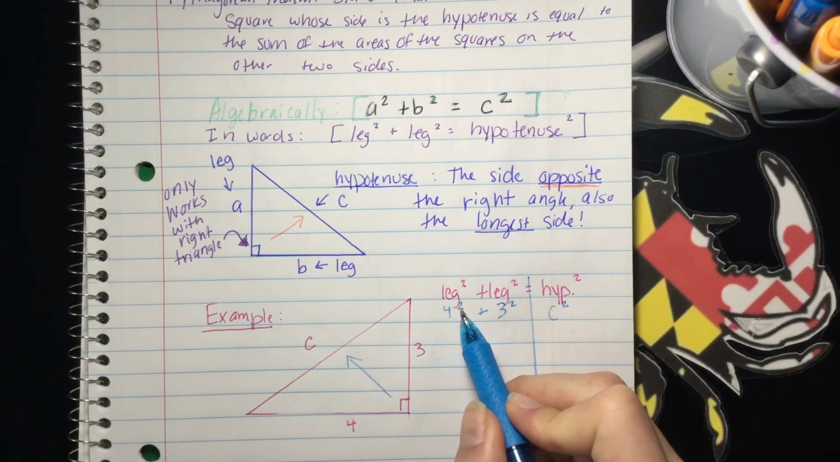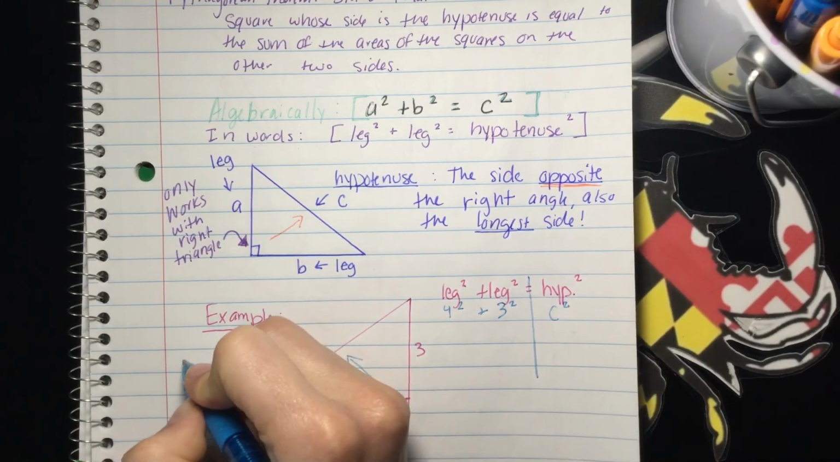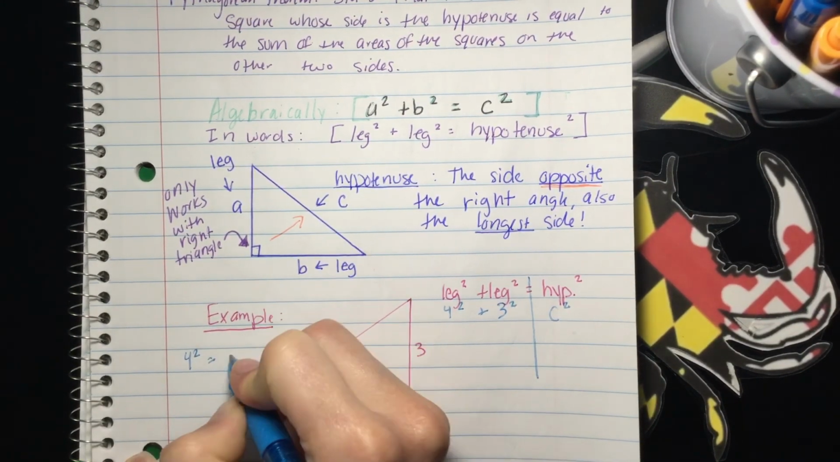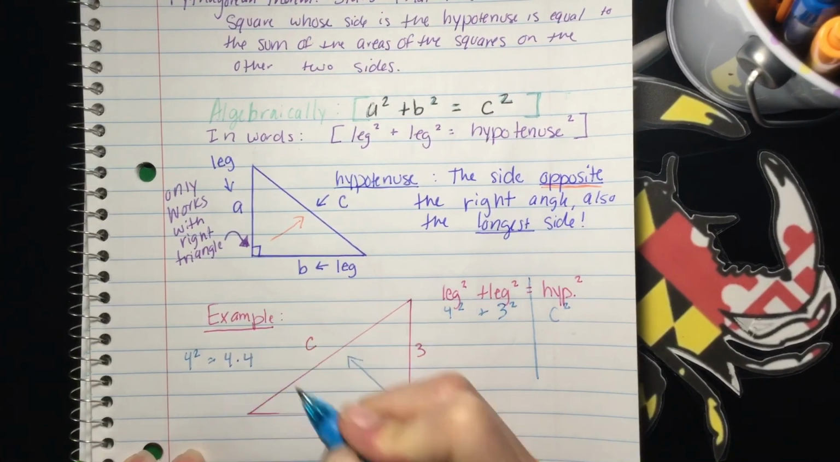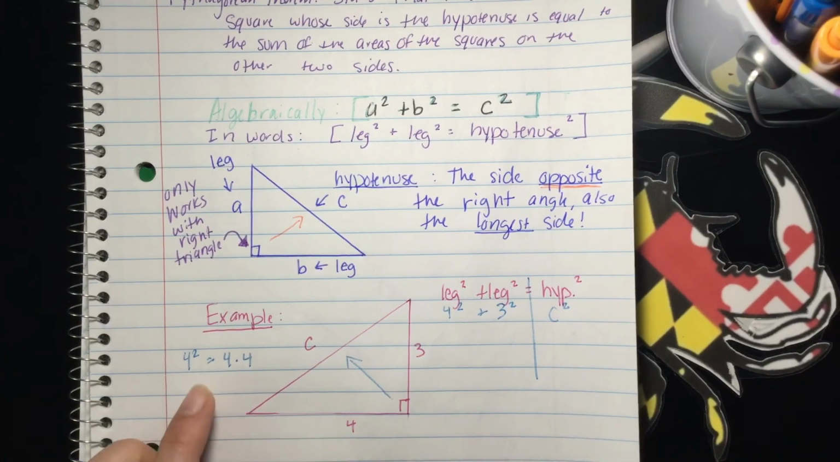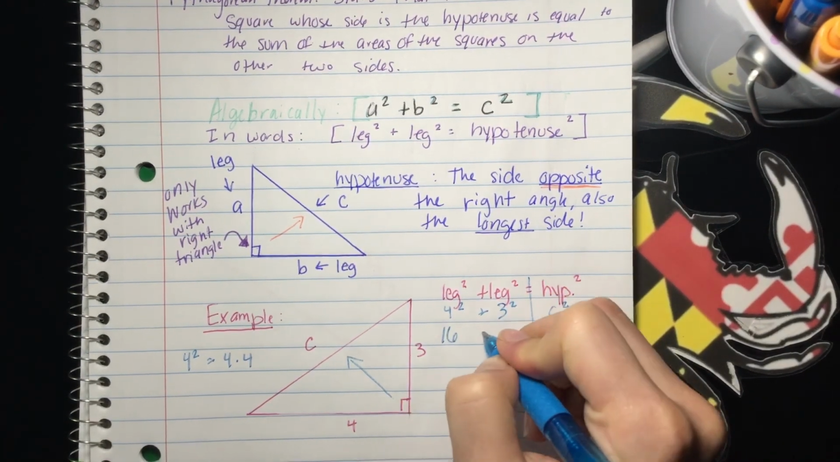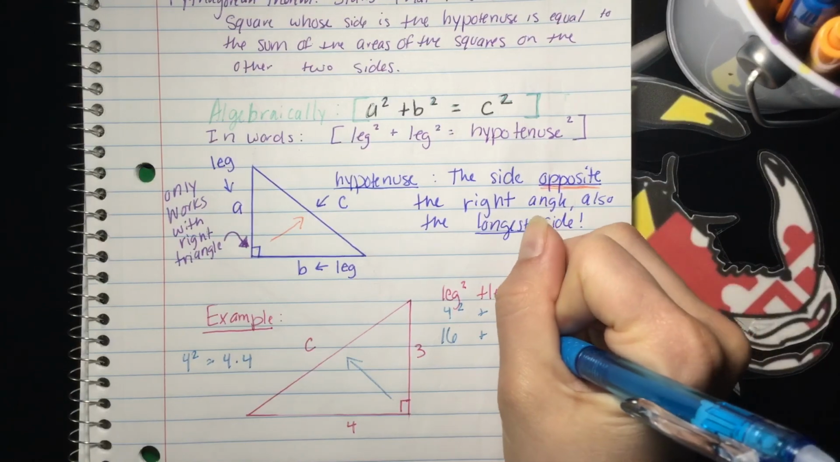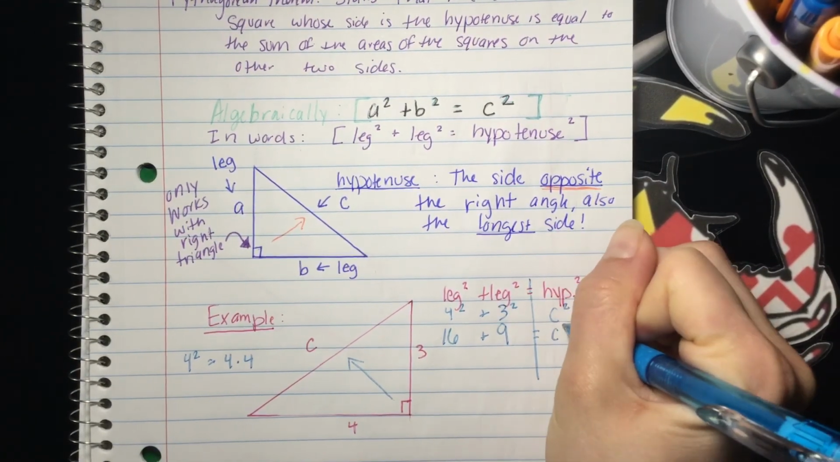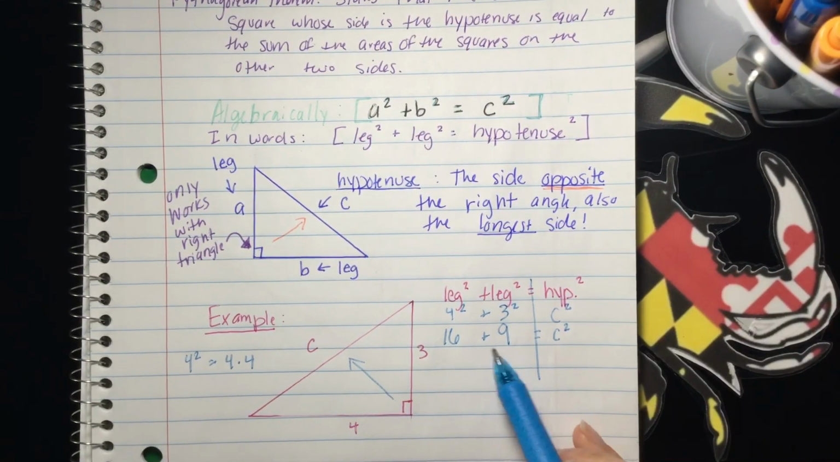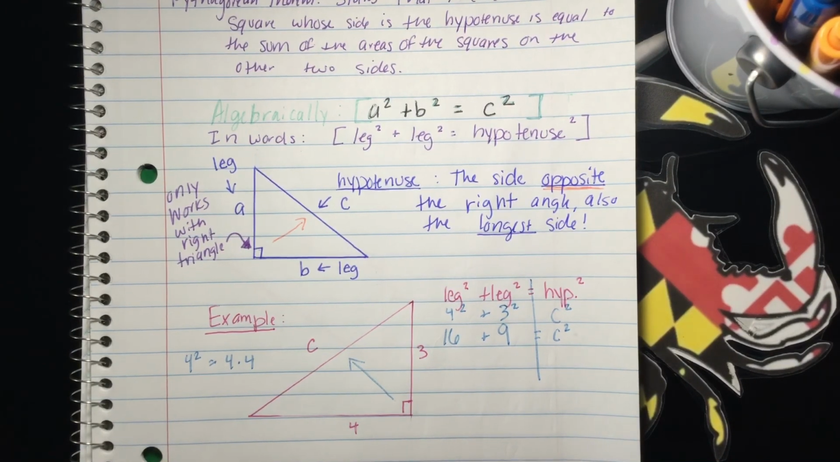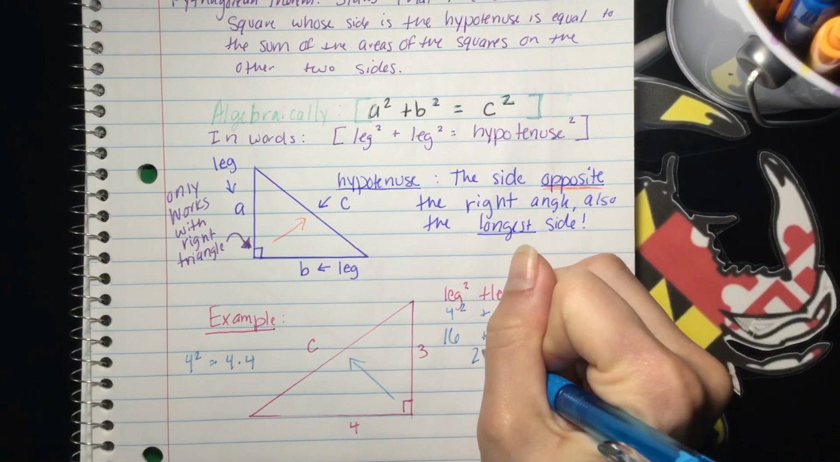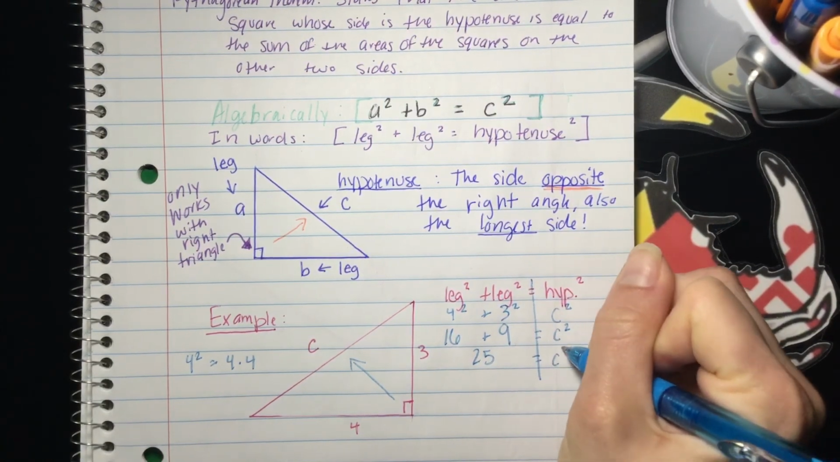So 4 squared. Remember, if we have anything squared, all it is is the number twice, multiplied together. So 4 squared is just 4 times 4, which is 16. And then you have 3 squared, and 3 squared is just 3 times 3, which is 9. And we'll keep our c squared going. Now 16 plus 9 is 25. Right. Then we have c squared.